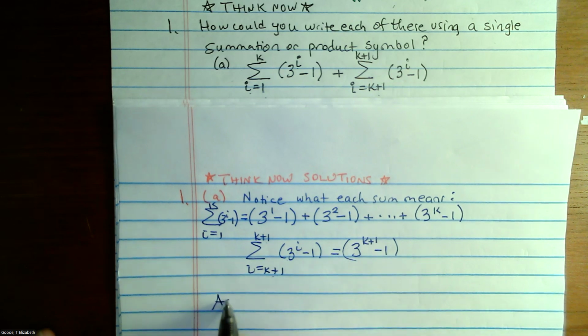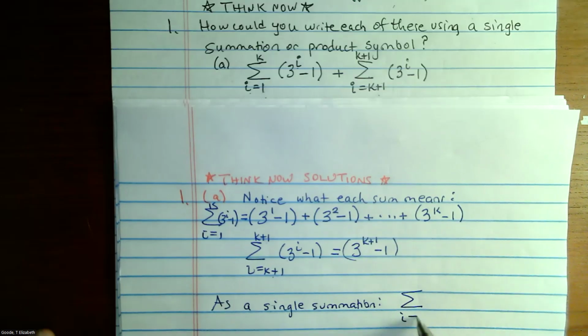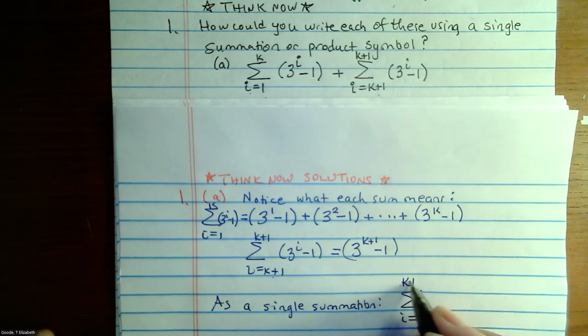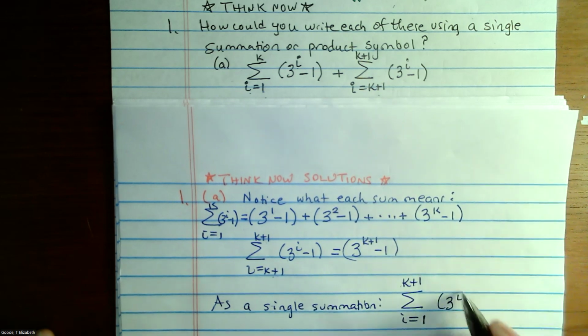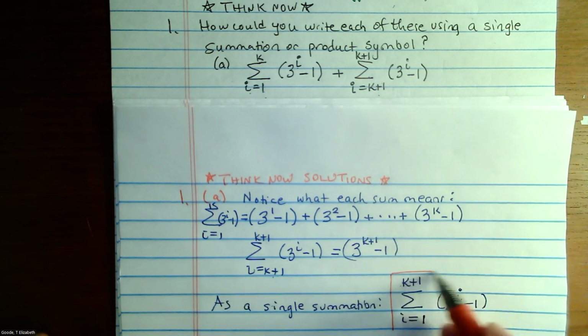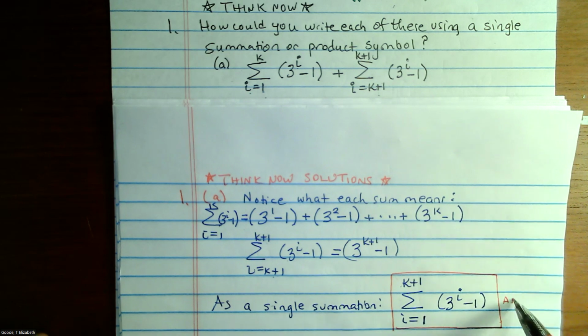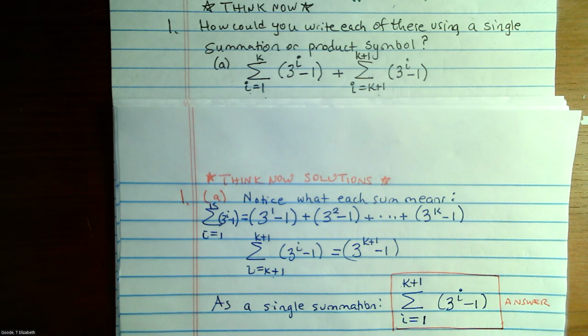So as a single summation, we can just put those together, right? And it would be the sum from i equals 1 all the way up to k plus 1 of 3 to the i minus 1. So that's the answer to our first think now, because now we've written it as a single sum. Let's look at the next problem.